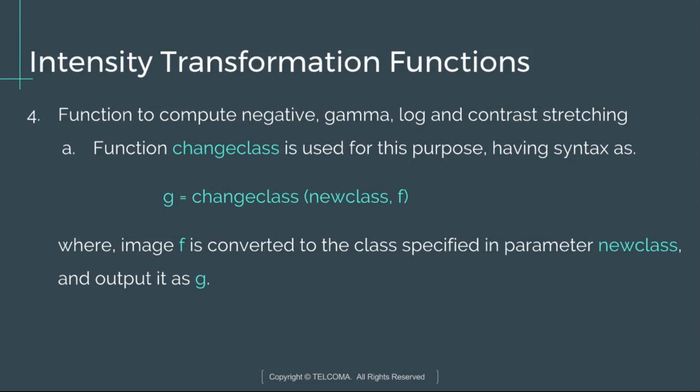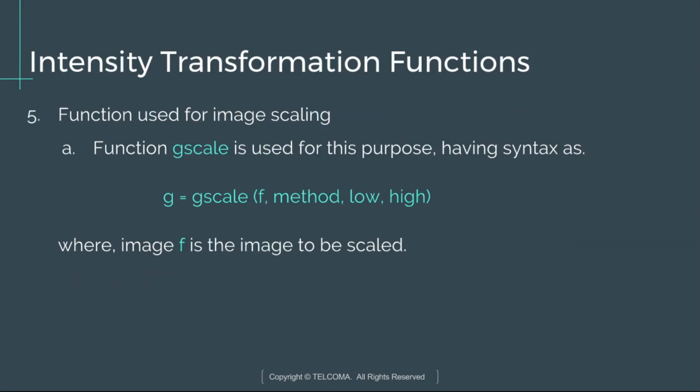Next is function to compute negative, gamma, log and contrast stretching. So function changeclass is basically used for this purpose, whose general syntax is shown below as g = changeclass(newclass, f), where image f is converted to the class specified in parameter newclass and output as g. Next is function used for image scaling. Function gscale is used for this purpose, having general syntax as g = gscale(f, method, low, high), where f is the image to be scaled.